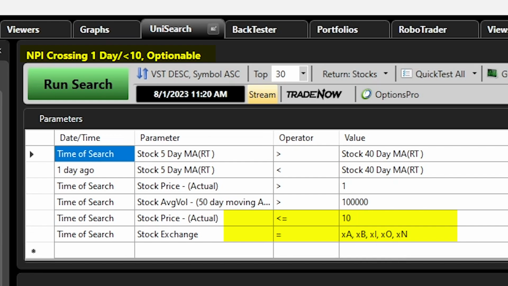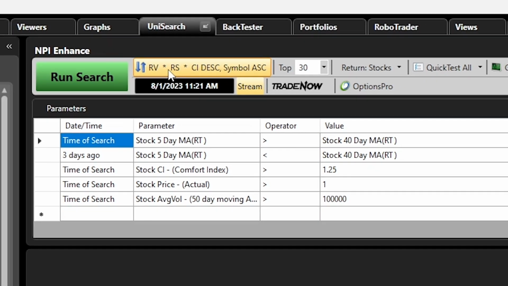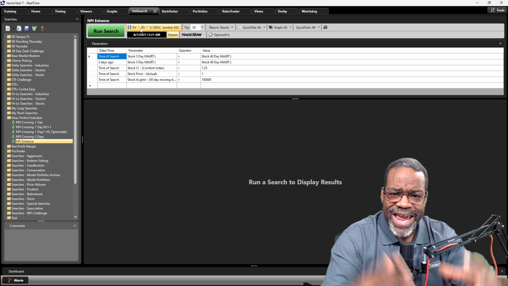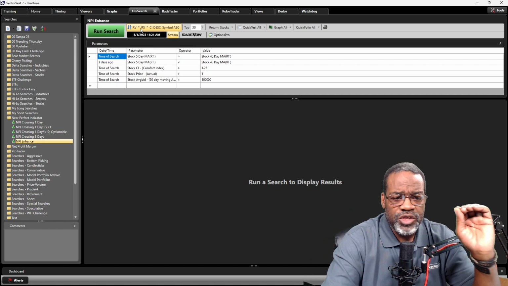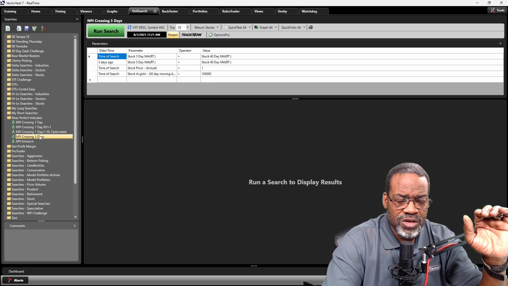And MPI Enhanced, what is that one? It's the sort RV times RS times CI descending. I like this one because it does incorporate the fundamentals, even though this is a technical search. So again, there are a lot of different variations that can be used, but the two main ones are the MPI Crossing 1 day and the MPI Crossing 3 days.